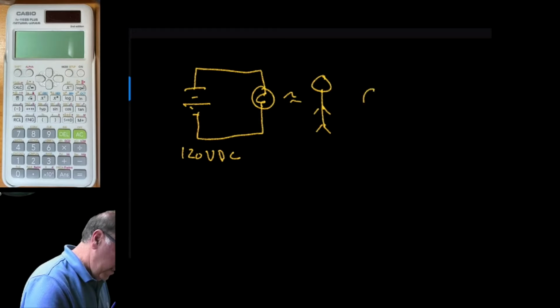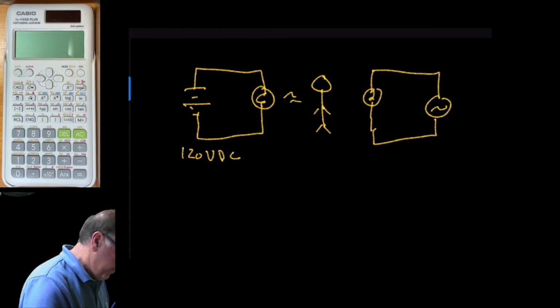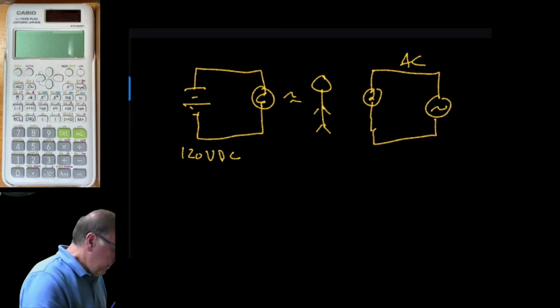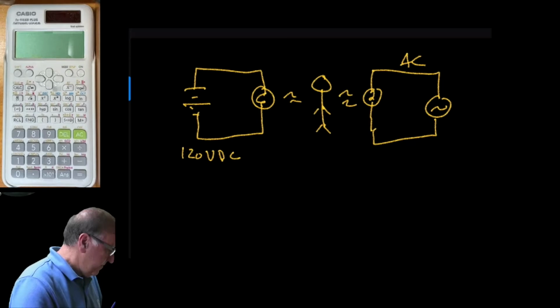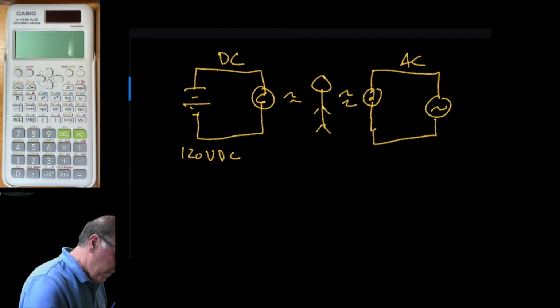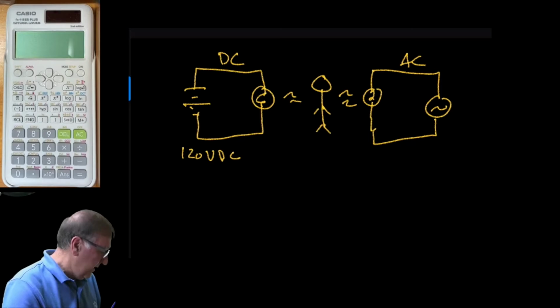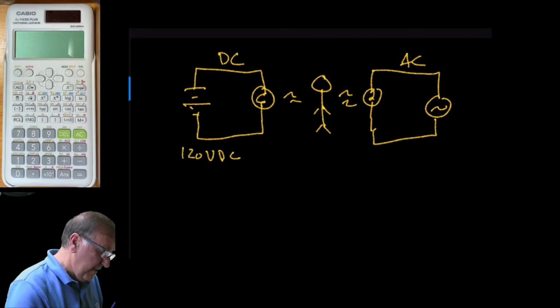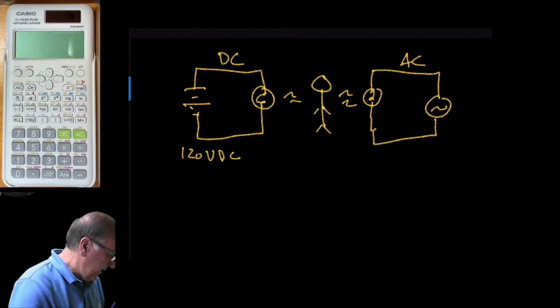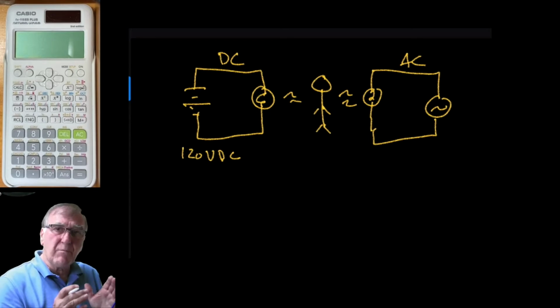Also, if we have another circuit, another light bulb, with an AC voltage source, and he'll look at the light bulb. And we have 120 volts. This is a DC circuit. This is an AC circuit. So the question here is what is the voltage needed in the AC circuit to equal the voltage in the DC circuit? Basically, we want to match the brightness of the two circuits.